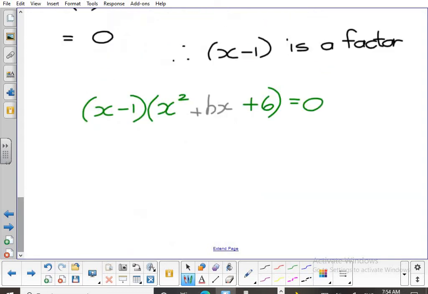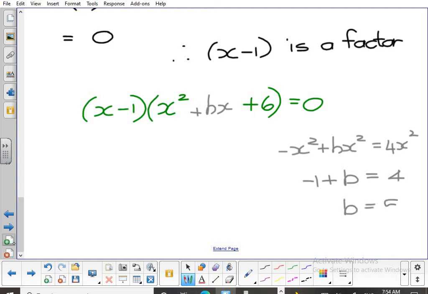So if I do my multiplication, I'm going to get minus x squared plus bx squared equal to what? Equal to the x squared in there, which is 4. 4x squared. Minus 1 plus b equals 4. b is, 1 goes across, 5. So this I erase.